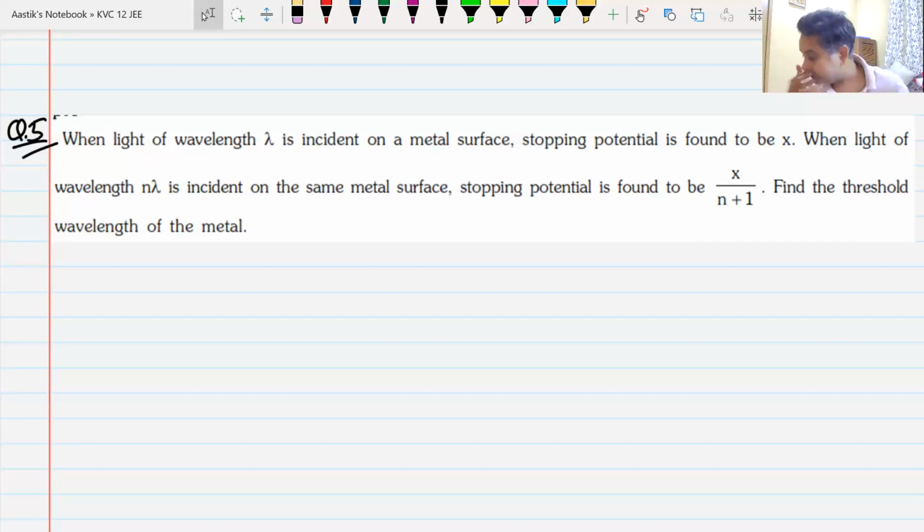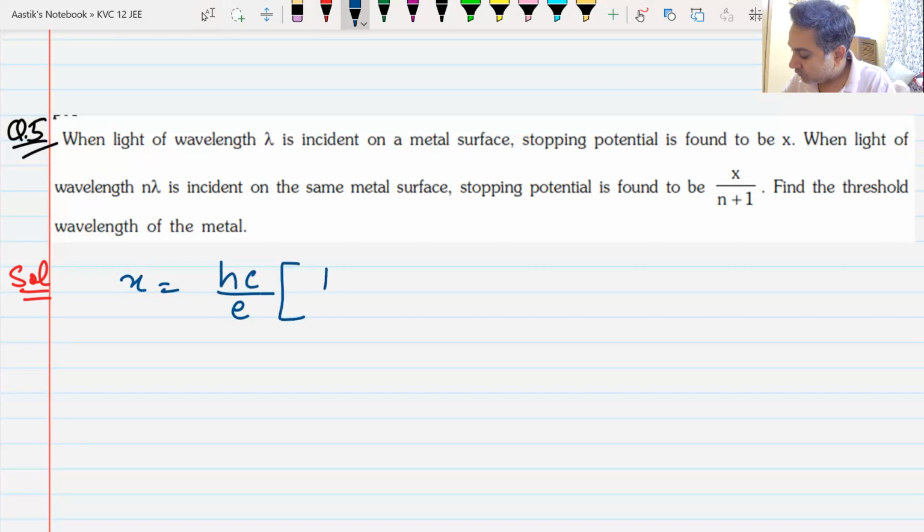Shall we do it again? I'm always up for doing it again. So let us do it again and see if the answer is somewhat different. Okay. So in the first case, when light of wavelength lambda is incident, the stopping potential is found to be x. So x becomes hc by e times 1 by lambda minus 1 by lambda naught.